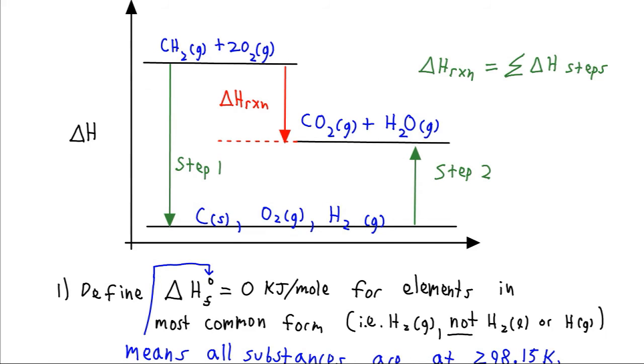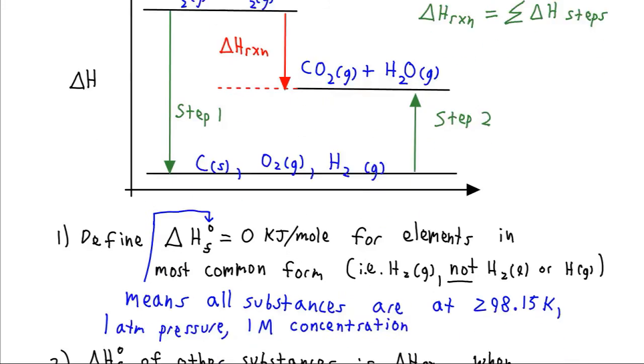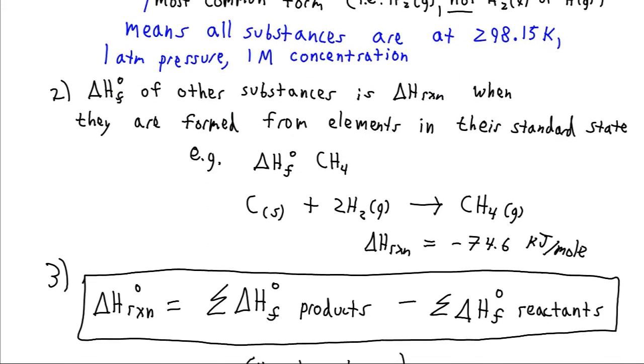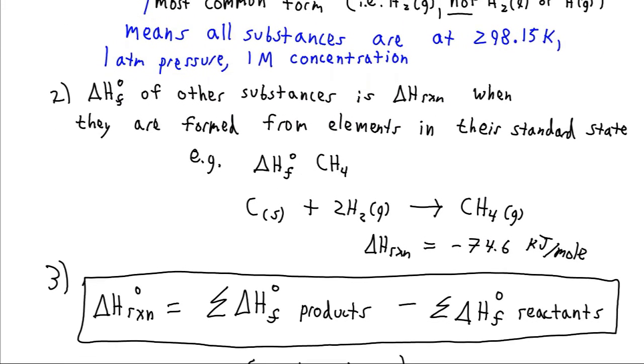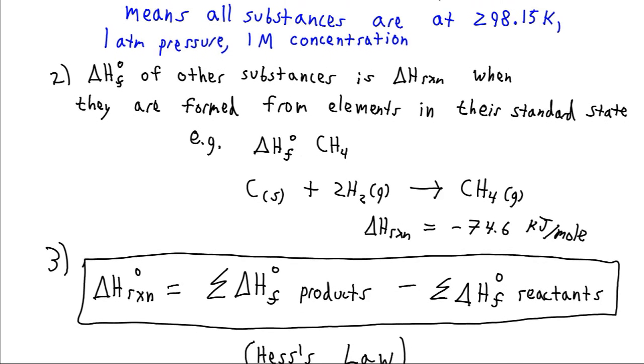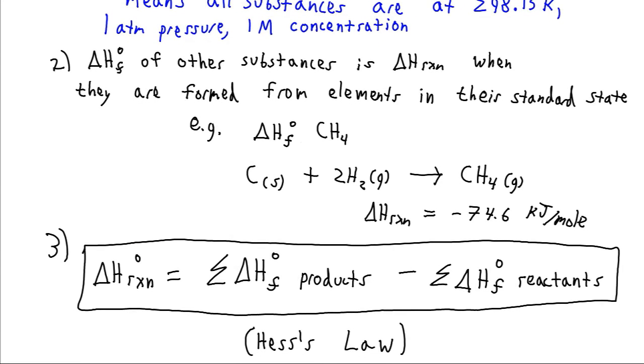And now our last step is we add those steps together to get this value. So that's just Hess's law. So we're going to take the sum of all the enthalpies of formation for the products and then subtract all the enthalpies of formation for the reactants. And the total difference is going to be our difference in enthalpy for the reaction. And this is just applying Hess's law.